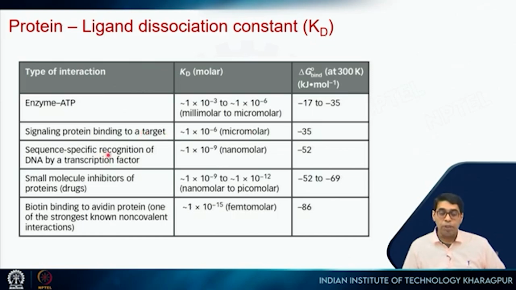DNA transcription factors, because they have to bind to these promoter sites with high specificity and affinity, right? So in that case, the binding constant is much tighter. So we get nanomolar or it can even go down to picomolar range. Inhibitors of proteins or enzymes, ideally, we want them to be in the nanomolar range. If you get something in picomolar, that's even better. And biotin binding to avidin is one of the strongest known non-covalent interactions, which is in femtomolar. Okay.